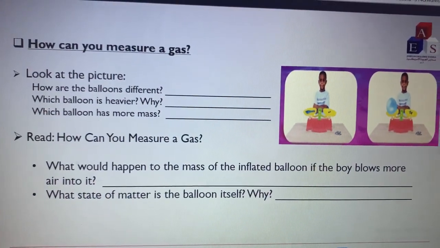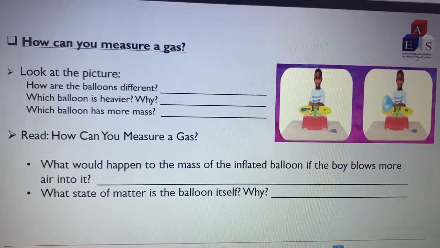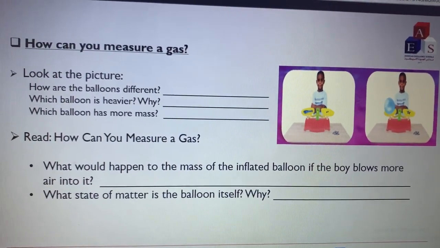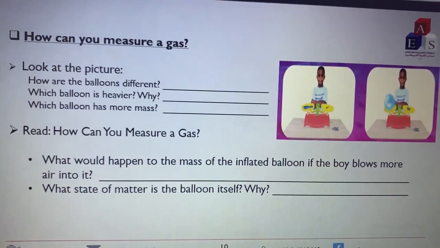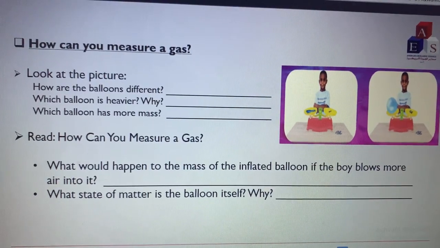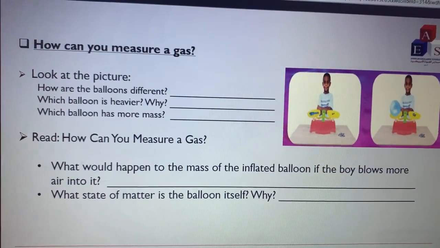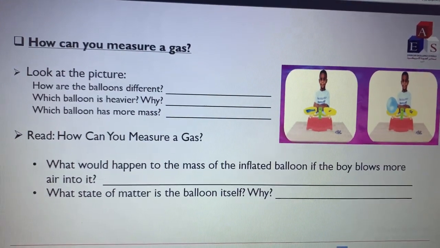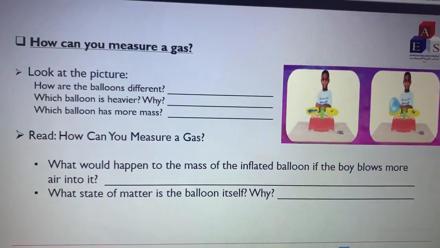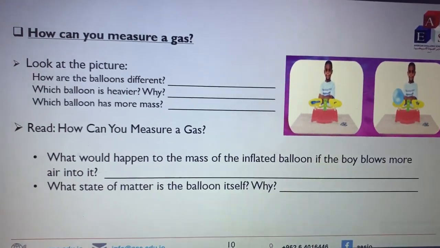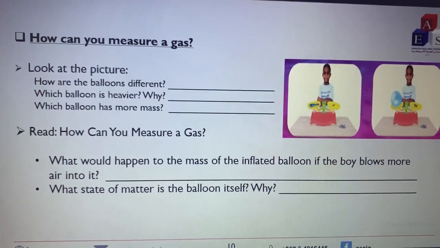How can we measure gas? Look at the picture here of this boy. How are the balloons different? How are the two pictures different? Which balloon is heavier? Why? Which balloon has more mass? Now read, how can you measure a gas?